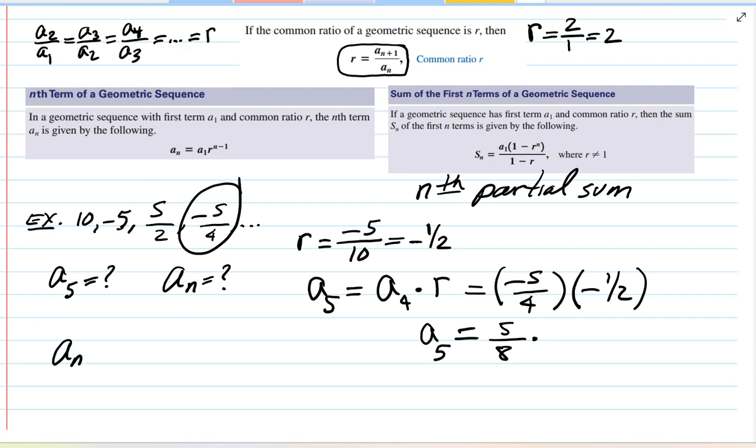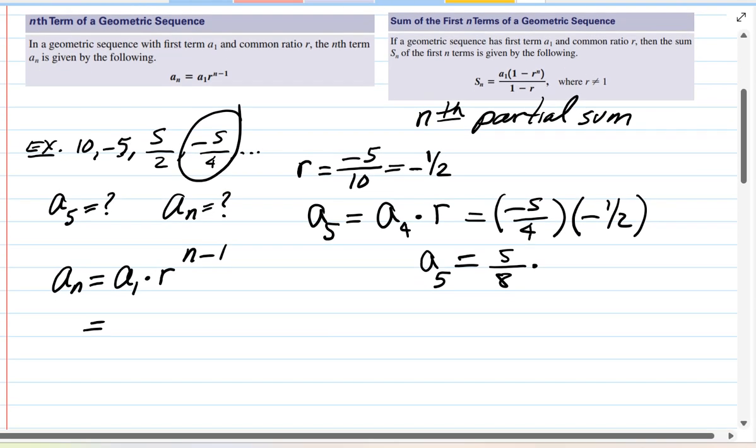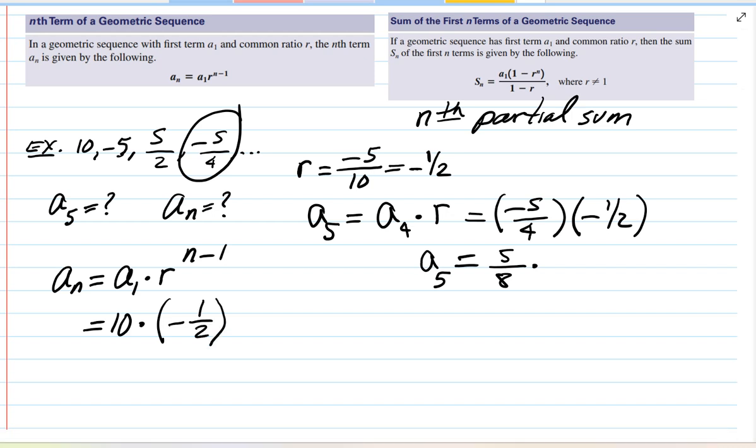Well, the nth term of this example is first term times common ratio to the n minus 1. The first term is 10 times the common ratio, negative 1/2, to the n minus 1 exponent. So there you go. That's the function. If you want to know what the 8th term, 7th, 70th, whatever, you just plug in that number in here.